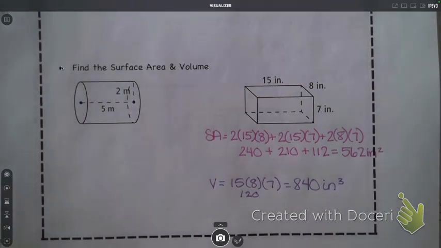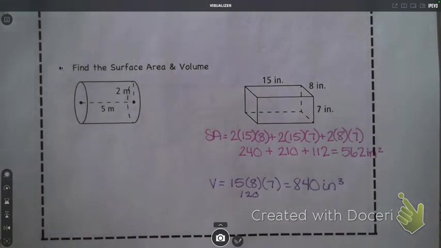What's wrong, Gwen? How'd you do that? Surface area. Okay, so there's a top and a bottom, yes? So 2 times 15 times 8. Okay, there's a front and a back. So 2 times 15 times 7. I'm right on both. All right. And then a left and a right. So 2 times 8 times 7.